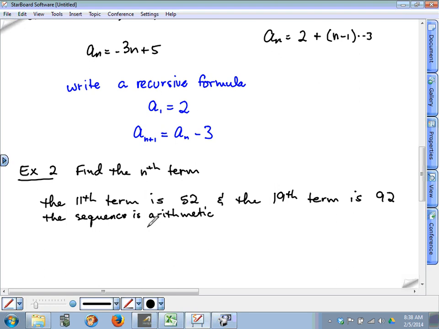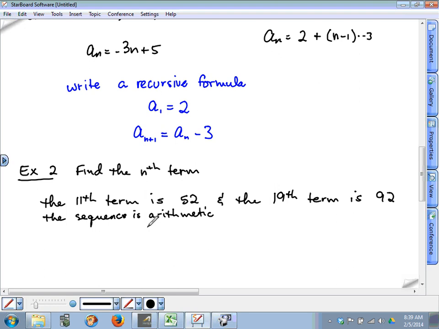Anybody think they've gotten anywhere? What two things do we need to write the explicit formula? Let's first talk about that. What's the most important thing we need? The common difference between terms. That's between each term. We know the difference between the 11th and the 19th term, but we need to know the difference between the 11th and the 12th, and the 12th and the 13th. So that's important, and we know there is going to be a common difference because it says it's arithmetic.